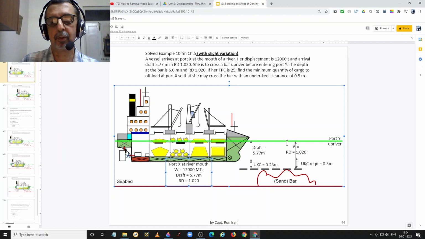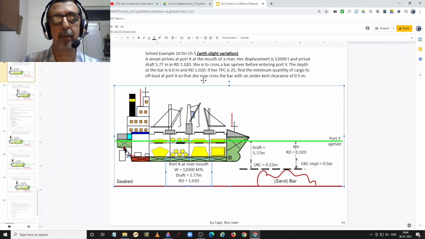Therefore, if she crosses the bar as it is without any discharging of cargo, she will have an underkeel clearance of 0.23 meters. That is the difference between 6 and 5.77 meters. What is required of the ship when she is crossing the bar is she should have an underkeel clearance of 0.50 meters. Therefore, she has to discharge some cargo at port X so that when she is on top of the bar, she will have an underkeel clearance of 0.50 meters.